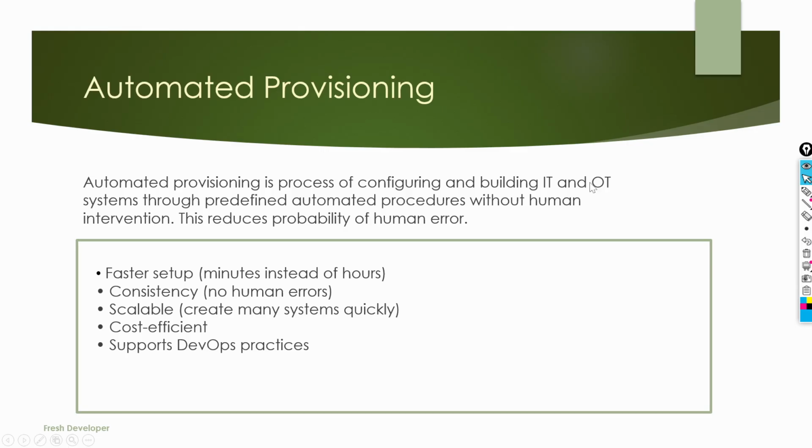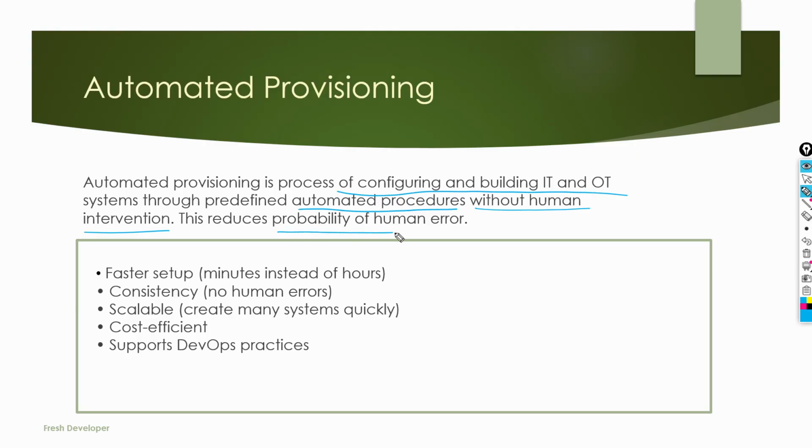All right. So now the next thing is about automated provisioning. From the name itself, it is very clear. It is the process of configuring and building IT and OT systems through predefined and automated procedures without human intervention. Like we have written some sort of script, we have created some sort of tool, and that is running in the background and doing our job.